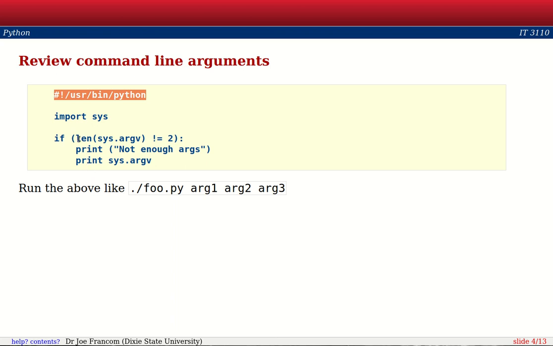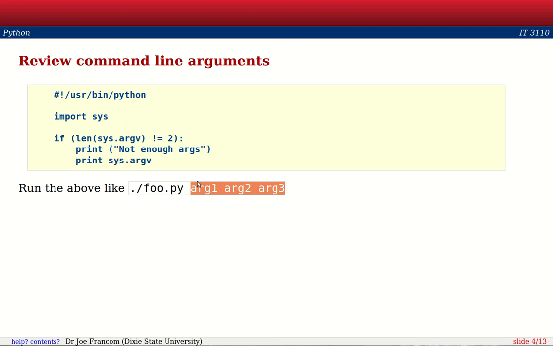So if I say if the length of sys.argv, so if the length of my system arguments is not equal to 2, then maybe I print out, I don't have enough arguments, and I will print out the arguments that they passed in. So if this was called foo.py, and I were to pass in 1, 2, 3 command line arguments, it would say, hey, that's not equal to 2, you passed in 3.